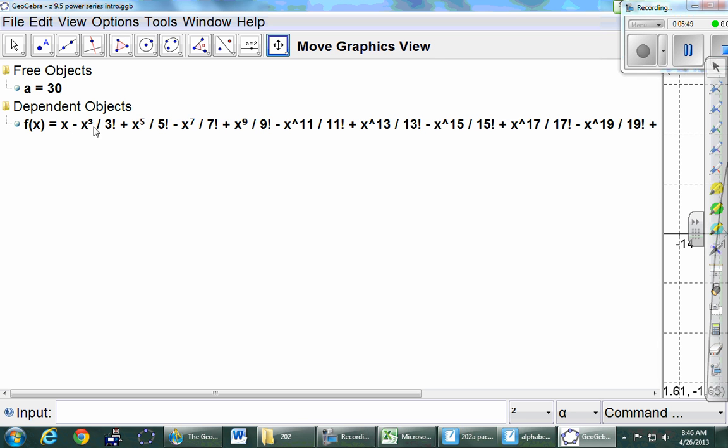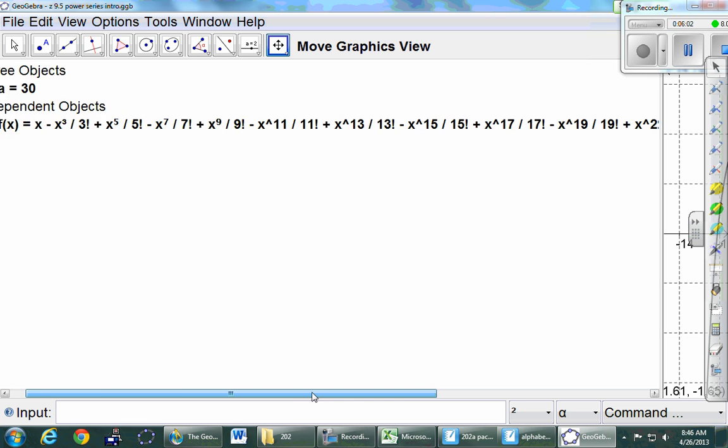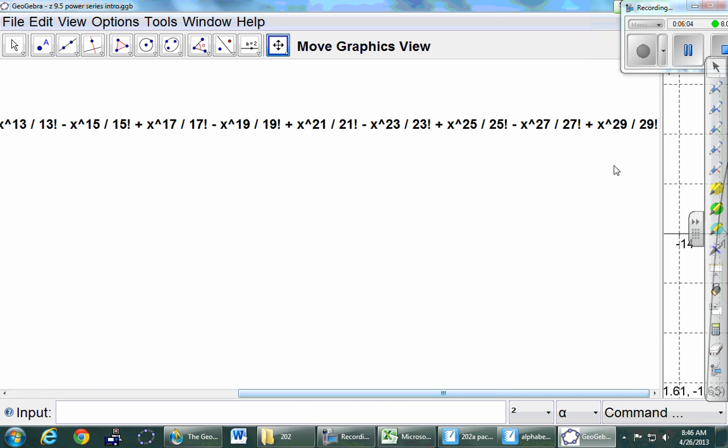So there's part of it. So it's x minus x cubed over 6, plus x to the 5th over 120, minus x to the 7th over, I think that's 5040. And then it goes on. So let's see, I think I can show you more of it. Okay, there it goes. So x to the 29th is the highest power. It makes sense that it's odd. You guys said it was going to be odd.